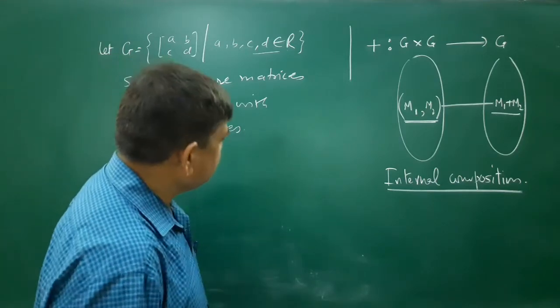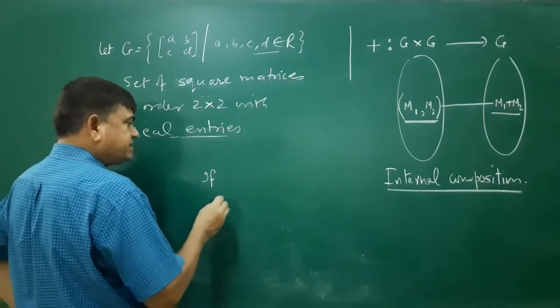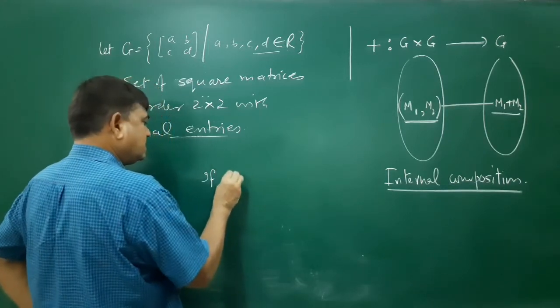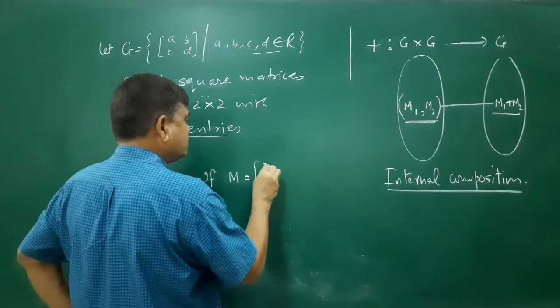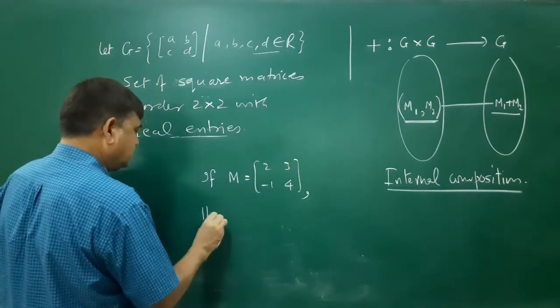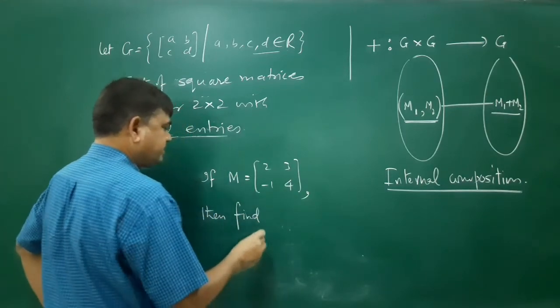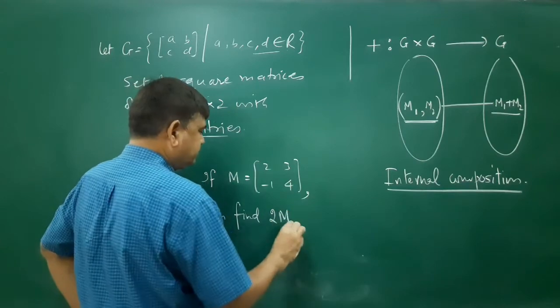Remember, you have done in the previous class, if n equals [2, 3; minus 1, 4], then find 2n.